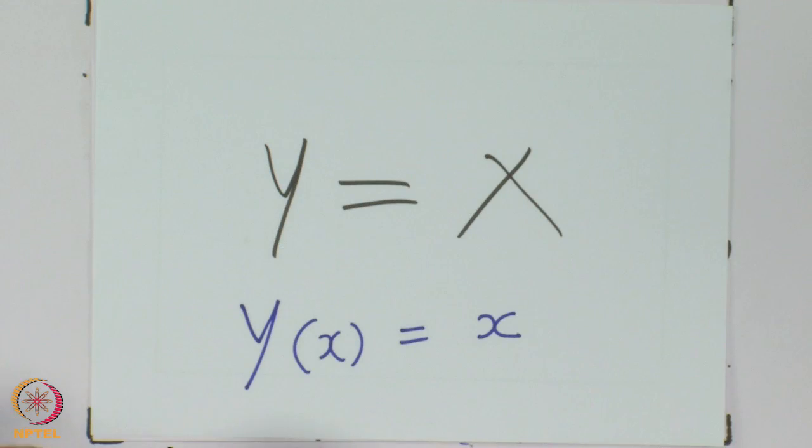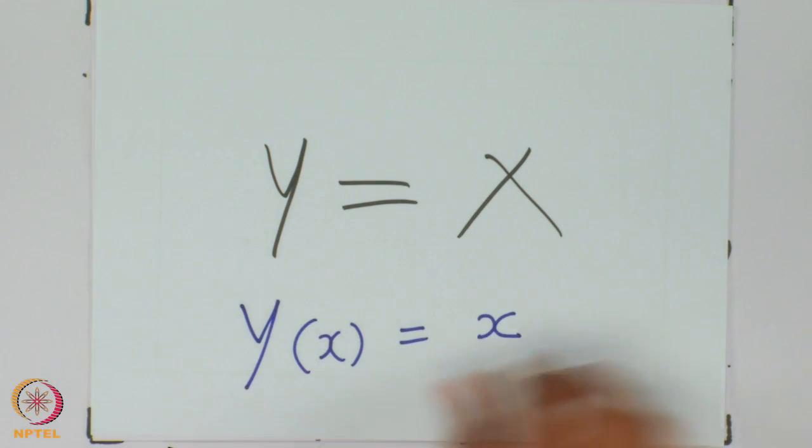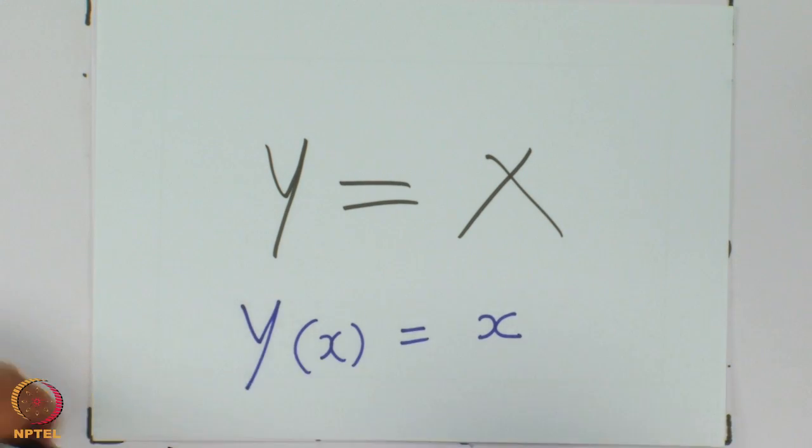Now, given this simplest thing, what is the next complicated thing? That is, if you add slightly more complexity to this, what would be the function that is next one step ahead of this? So, look at here, you have y is equal to x. Now, we can have y is equal to 2x.